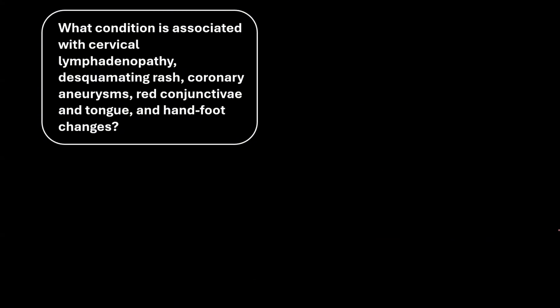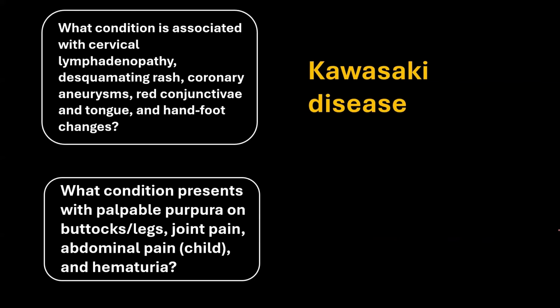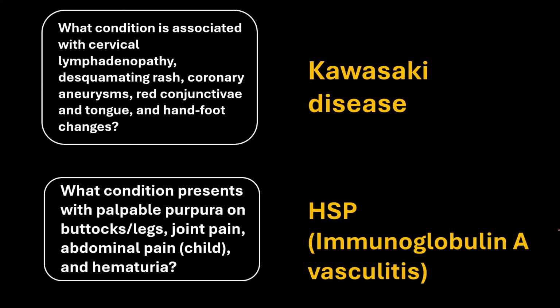All right, I think we talked about this one already. What conditions associated with cervical lymphadenopathy, desquamating rash, coronary aneurysm, red conjunctiva, and hand and foot changes? Good. Kawasaki disease, crash and burn, right? What condition presents with palpable purpura, joint pain, abdominal pain, and hematuria? Good. So HSP, that's what we used to call it. What does HSP stand for? Yep, Henoch-Schönlein. And then what is the new name for it? Good. IgA vasculitis. So, okay.